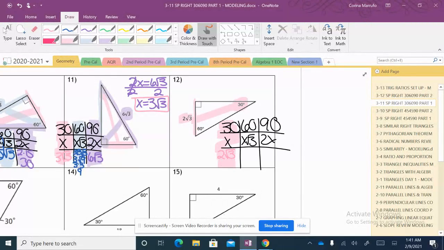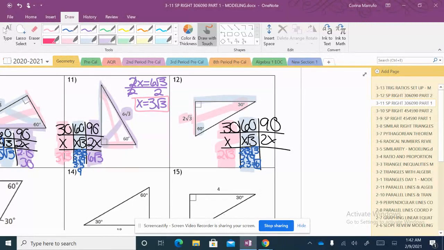Okay, now we're going to find this one since we know what x is. This is across our 60-degree angle. So here's my 60. This is the side across the 60. So here we're going to take 2 times the square root of 3, which is our x, and we have to multiply it times the square root of 3. Well, the square root of 3 times the square root of 3 is the square root of 9, and the square root of 9 is 3. So 2 times 3 gives us 6.